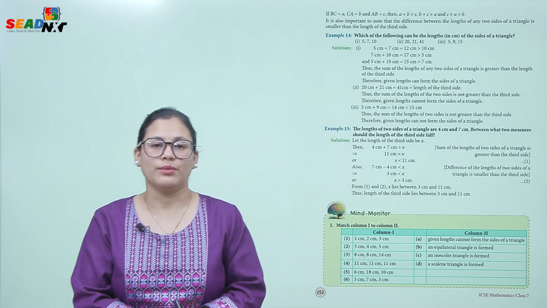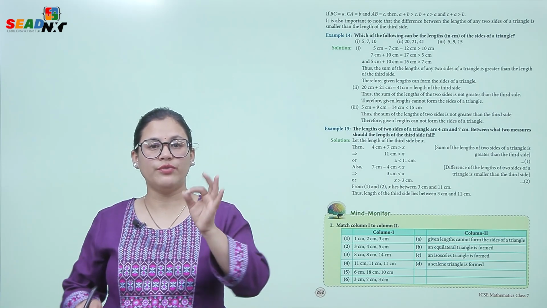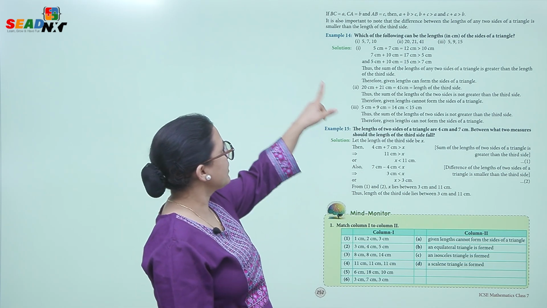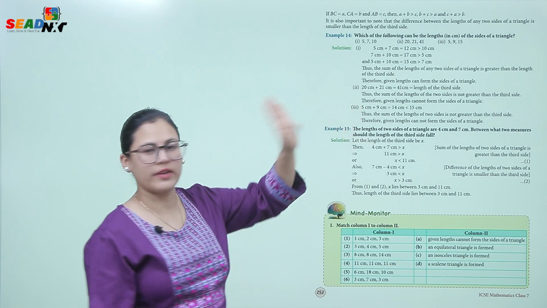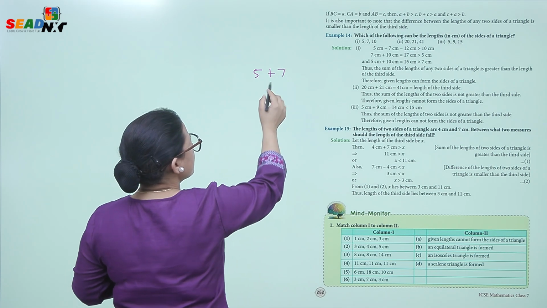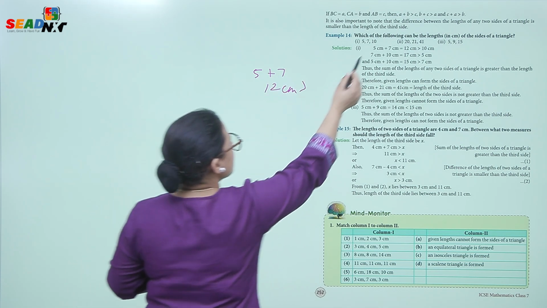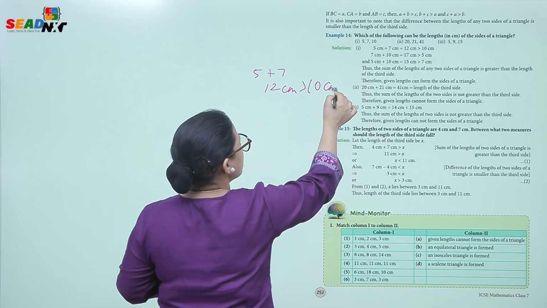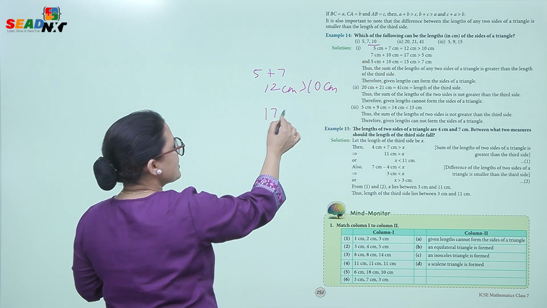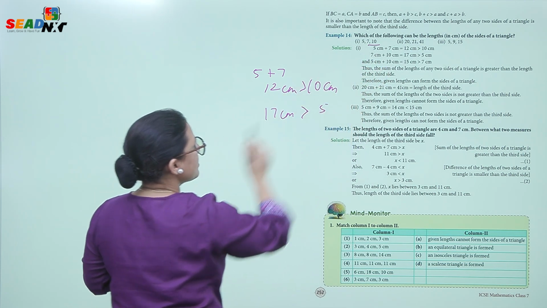Okay. So let's do an example: which of the following can be the lengths of the sides of a triangle. We're given 5, 10 and 7 centimeters. First we add 5 plus 7, which is 12 centimeter, and 12 centimeter is of course greater than 10 centimeter. Now let's add these two: 7 plus 10 is 17 centimeter, which is greater than 5 centimeter.